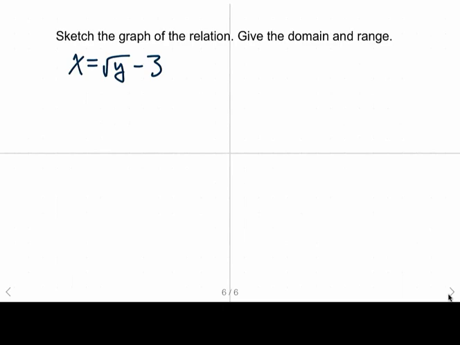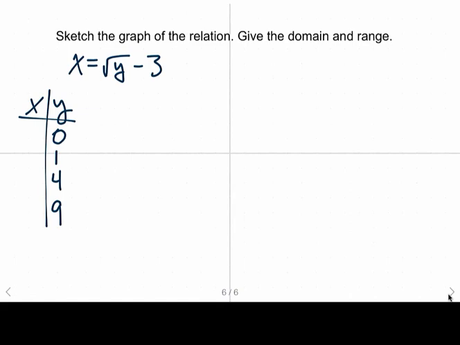And finally, same instructions. Sketch the graph of the relation, give the domain and range, and in this case the relation is x equals the square root of y minus 3. We're going to do the same thing we did before, that is use an xy table, but we're going to kind of switch things around a little bit because since this is the square root of y minus 3, it seems to me that it would be a little easier to put perfect square numbers in place of y and then figure out what x values correspond to that.